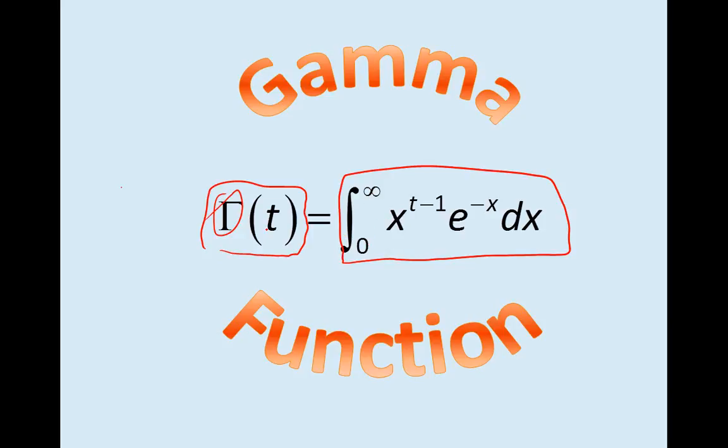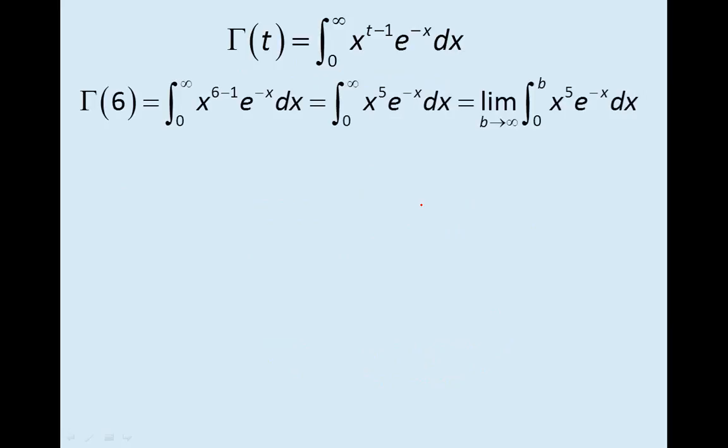And notice this, that the gamma function has the independent variable t. However, the integral we're evaluating is with respect to x. Now let's see how we would evaluate the gamma function for some positive integer, or just really anything. We're just going to plug in for t. Let's say gamma of 6. Well, notice that what I do is in place of t I put the 6, and then we have this integral, which of course is an improper integral, and the way that we deal with that is to rewrite it as a limit.